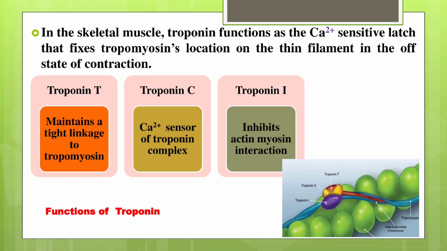In skeletal muscle, troponin functions as the calcium ion-sensitive latch that fixes tropomyosin's location on the thin filament in the off state of contraction. Troponin T maintains a tight linkage to tropomyosin. Troponin C is the calcium ion sensor of the troponin complex. Troponin I inhibits actin-myosin interaction.